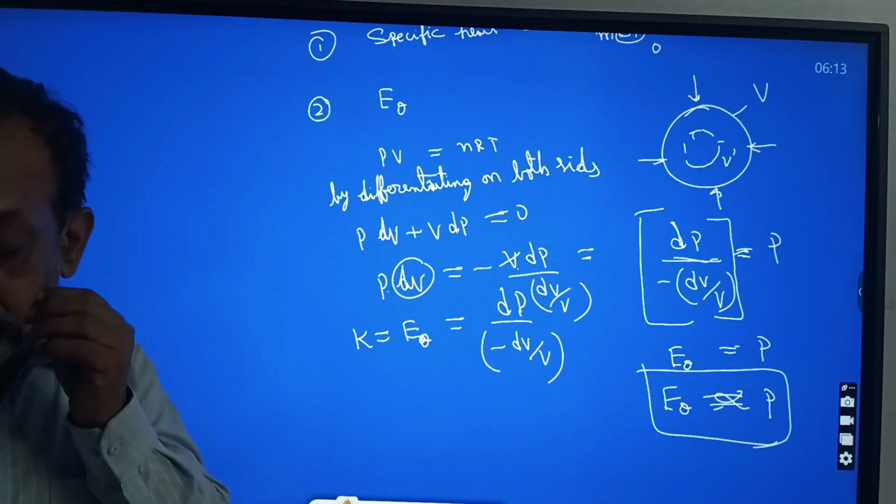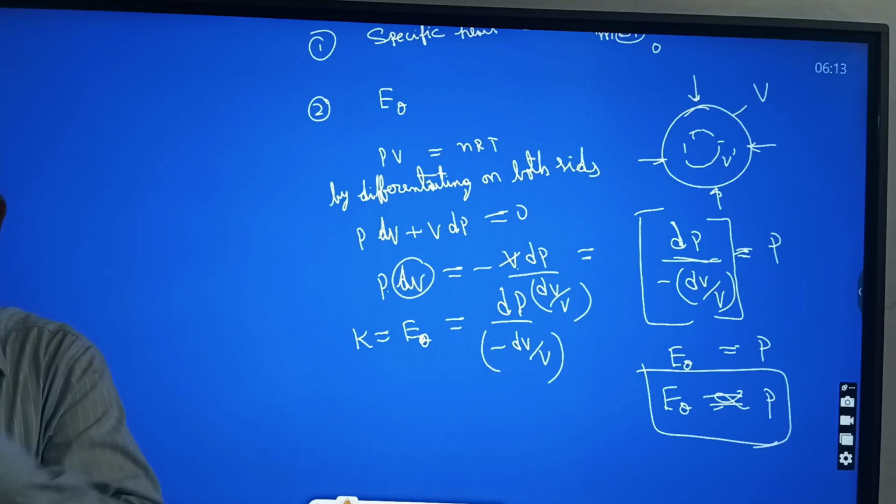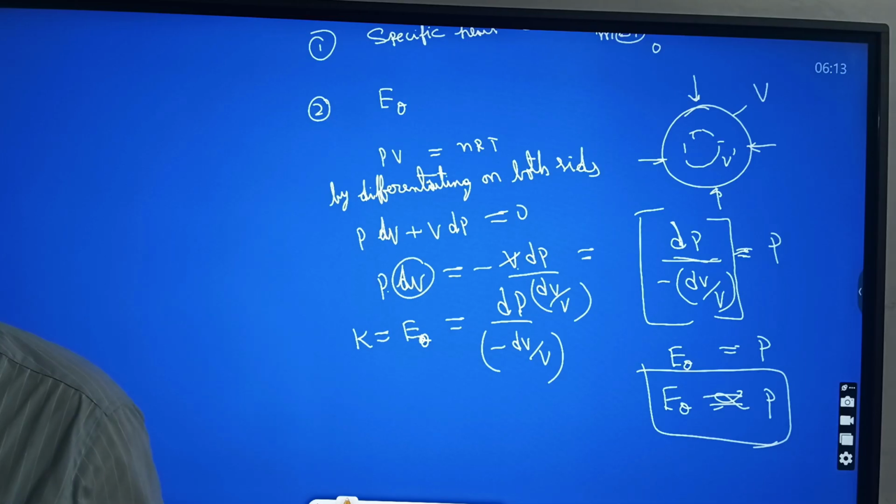Please copy. Thermal elasticity is directly proportional to pressure. Please copy. Next. Thermal elasticity is directly proportional to pressure. Next course completed. Understood? Clear now?